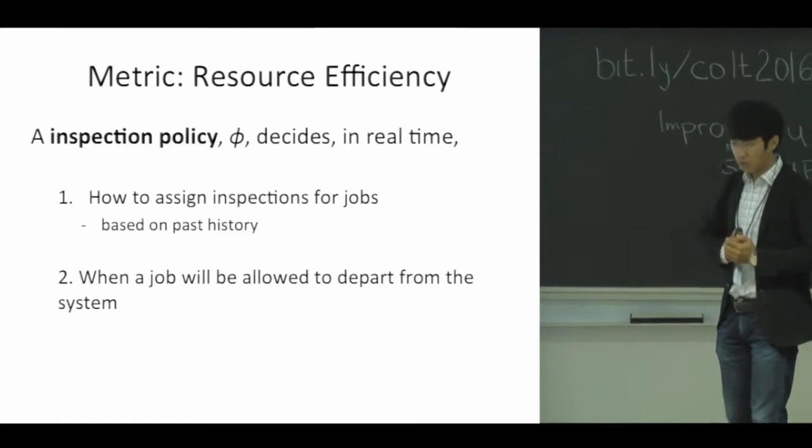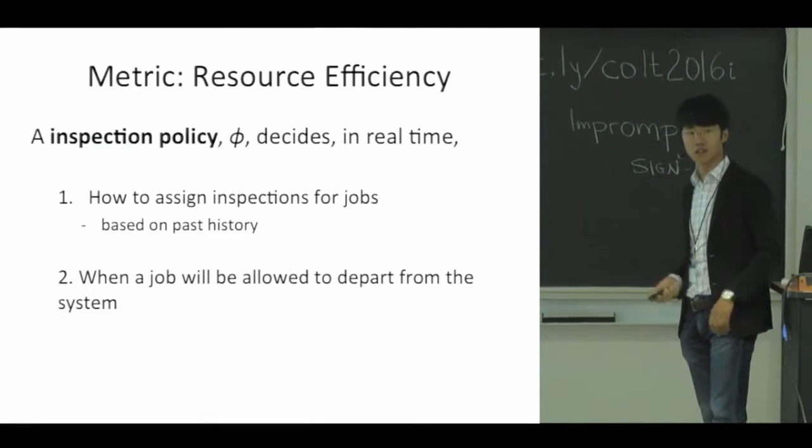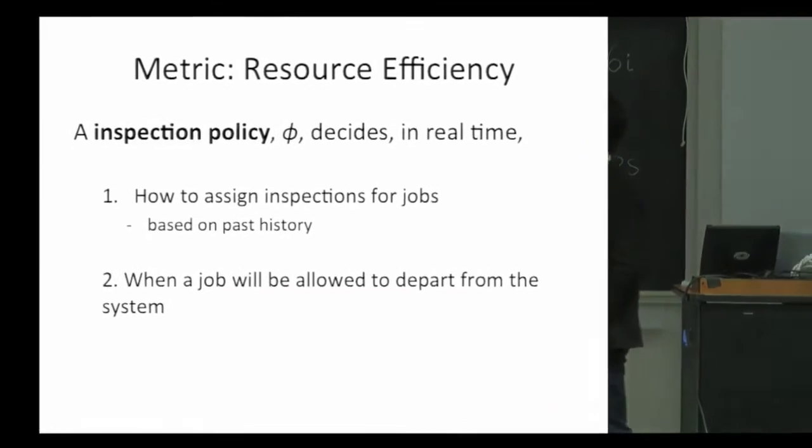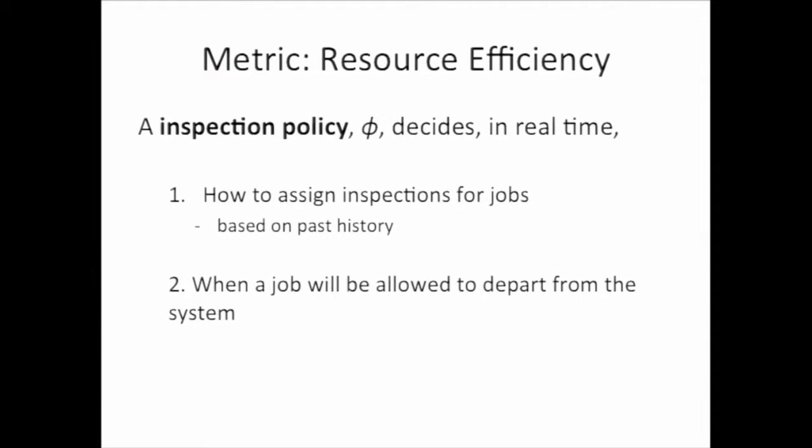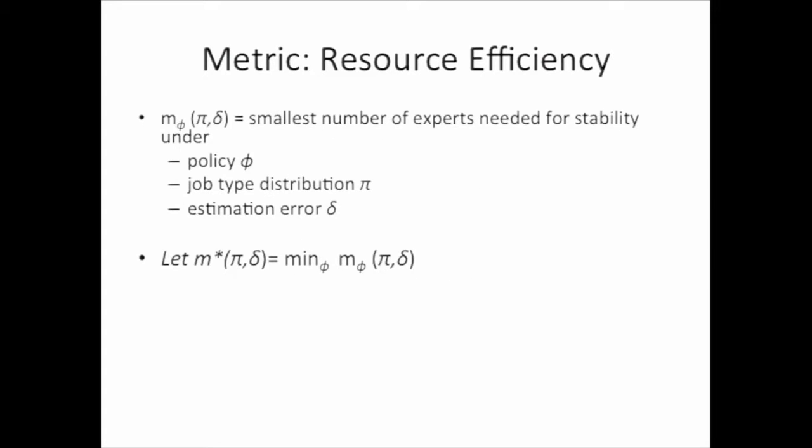Now let's talk about how to measure the efficiency of the system. Just for formality, we'll call an inspection policy phi this procedure that decides in real time, first, how to assign inspections to jobs, who to look at next. This potentially is based on the entire past history of the system, and it also decides when a job is eligible for departing from the system, given the information we've collected so far. Basically, this is like a machine or algorithm that looks at the state and decides what to do next. So let's talk about how to evaluate these inspection policies.